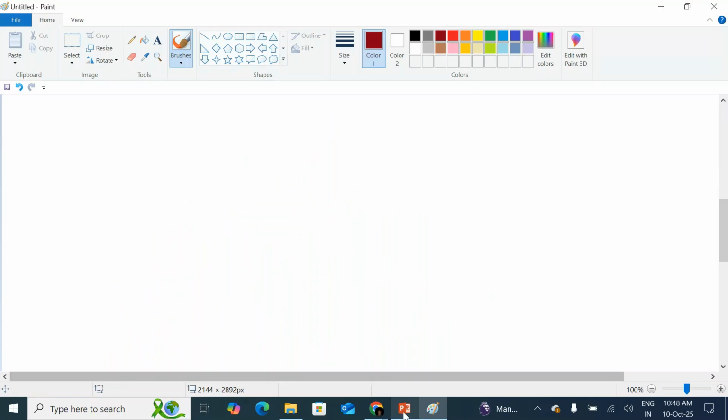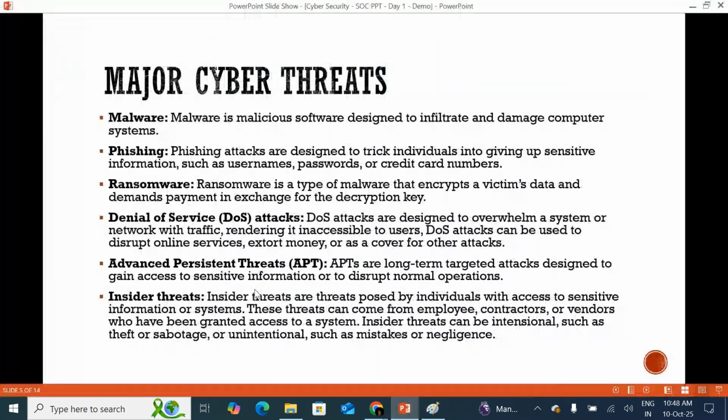Next, there is the advanced persistent threat, APT, a long-term targeted attack designed to gain access to sensitive information or disrupt normal operations. We will talk later about APT in detail.